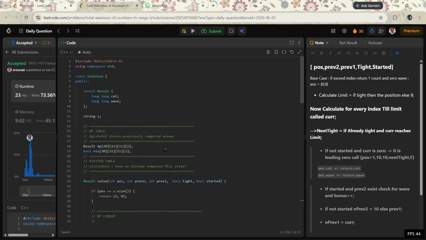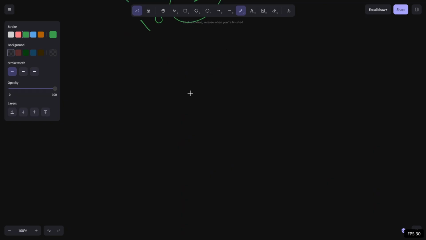The time complexity here is going to be the number of digits times 10 squared: 10 for the previous one combination and 10 for the previous two combination. And the space complexity is the same, number of digits times 10 squared.